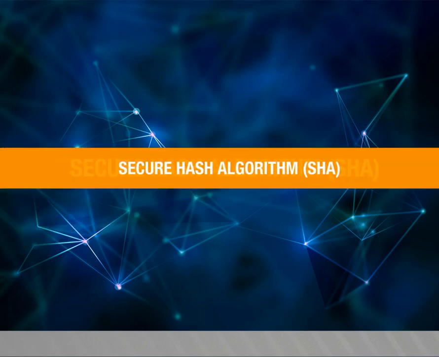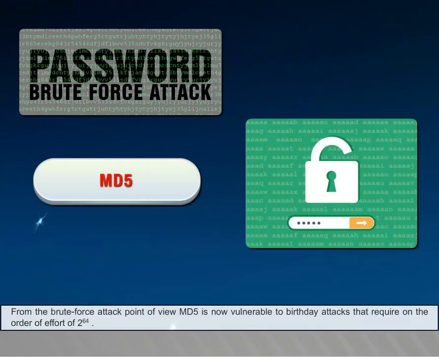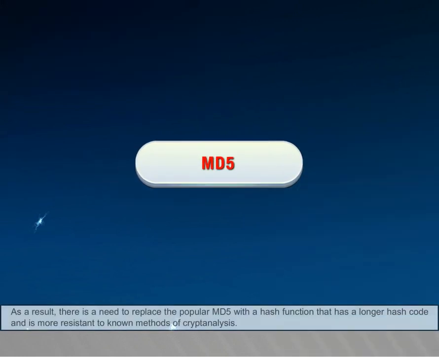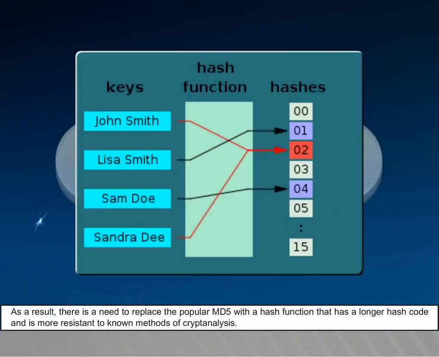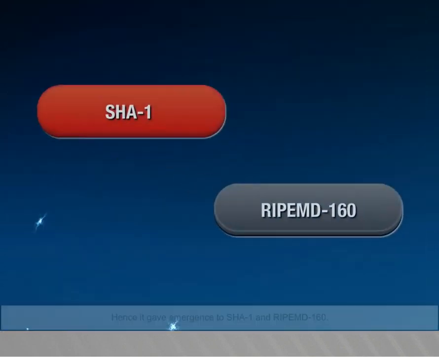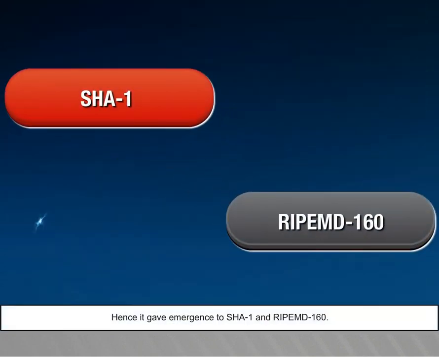Secure hash algorithm SHA. In this animation, we are going to learn about secure hash algorithm. From the brute force attack point of view, MD5 is now vulnerable to birthday attacks that require on the order of effort of 2 power 64. As a result, there is a need to replace the popular MD5 with a hash function that has a longer hash code and is more resistant to known methods of cryptanalysis. Hence, it gave emergence to SHA-1 and RIPEMD 160.